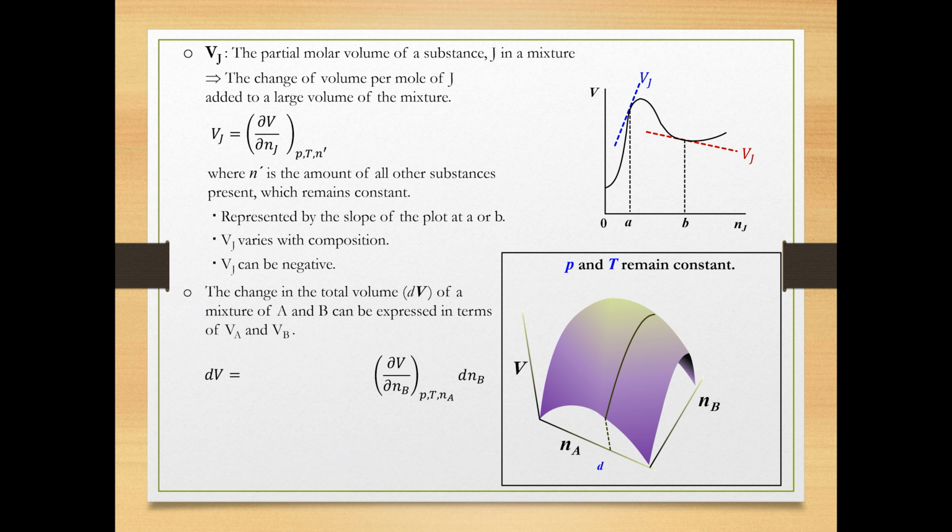moles of A. Now, suppose the amounts of both A and B are changing. Then, the change in the total volume can be written as shown here. Since the two slopes in the equation represent partial molar volumes of A and B, respectively, this equation can be simplified like this.